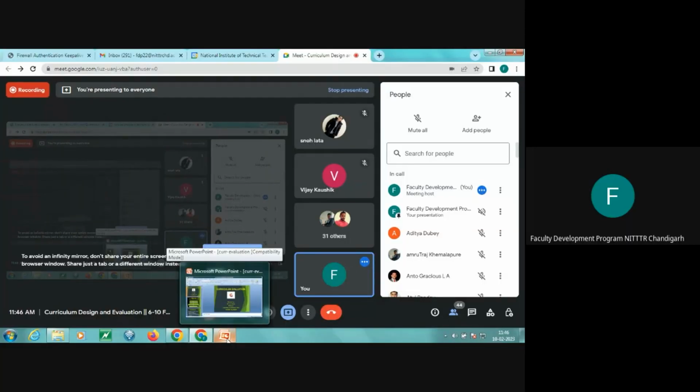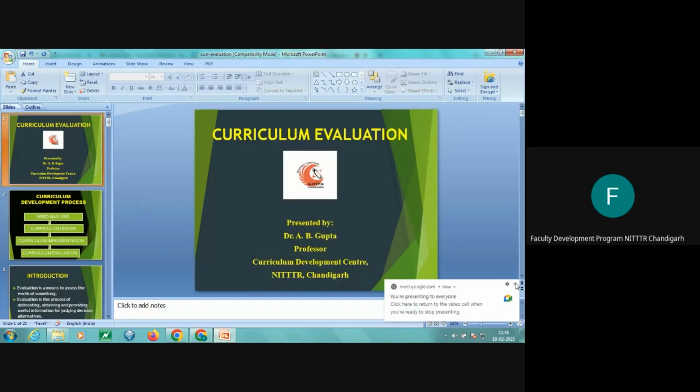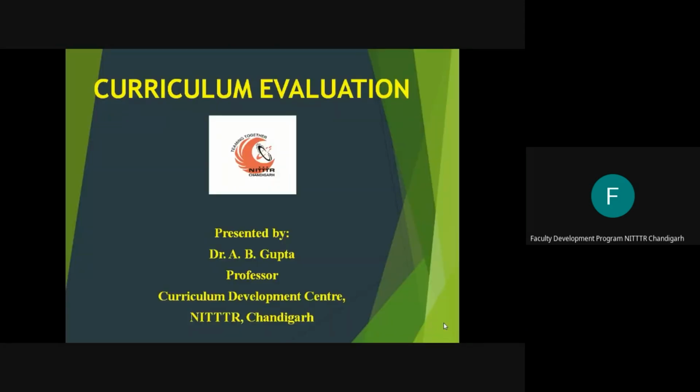Session will be on curriculum evaluation. So till now, we have been discussing various aspects of curriculum design, and we also touched upon certain aspects related to curriculum implementation, whether it was the student evaluation using rubric, or project-based teaching learning, or interaction with the industry for effective implementation of the curriculum.